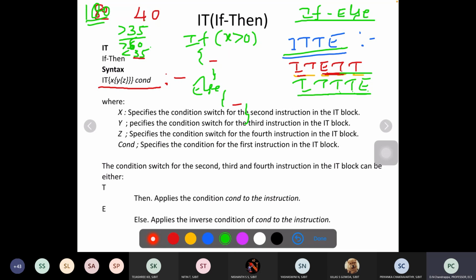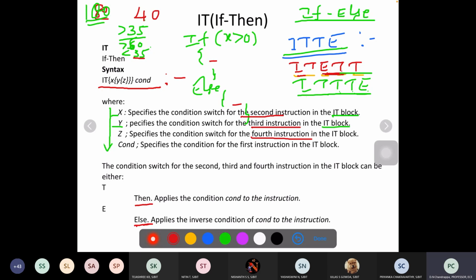Here I consider X, Y, Z as the conditions. In the IT block, IT alone is for the first instruction, X specifies the second instruction, Y the third instruction, and Z the fourth instruction. Then T is for then, which we can use within this instruction, and E is for else.